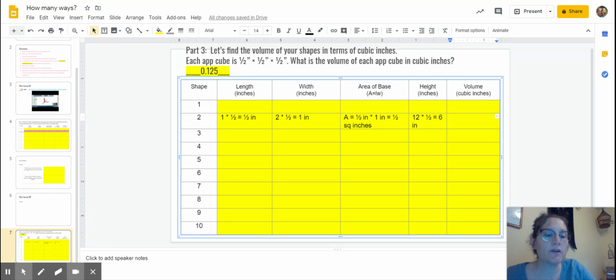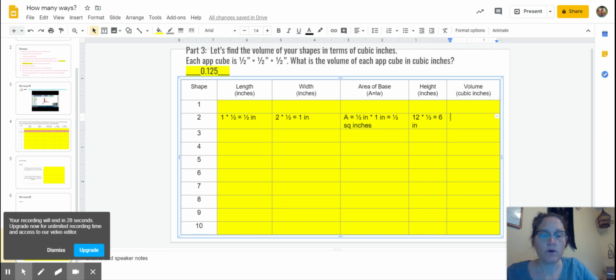So what is the new volume, not in cubes, in cubic inches? It would be 1/2 times 1 times 6. You're going to get 3 cubic inches. So you're translating all your original shapes with this new, more complicated math. Good luck.